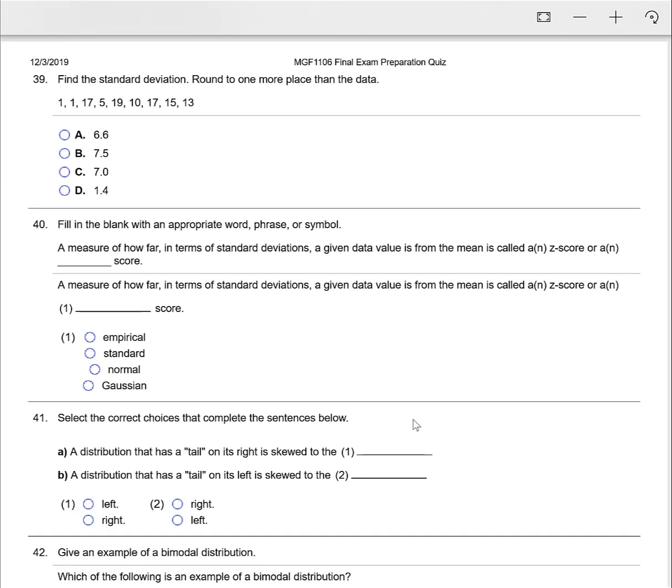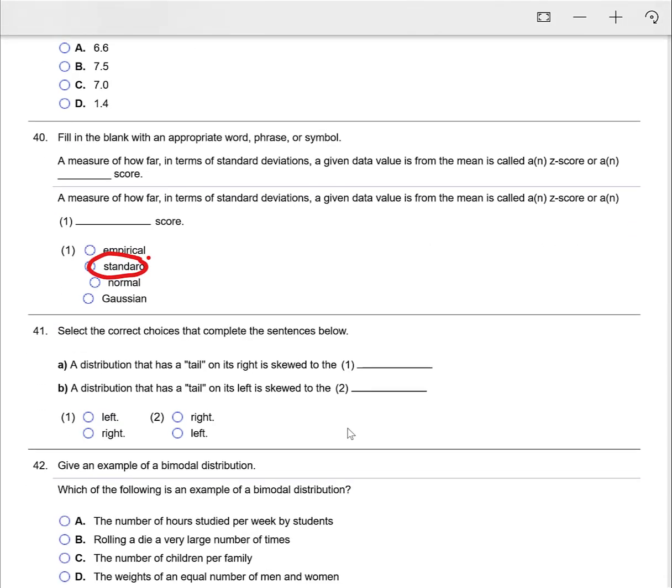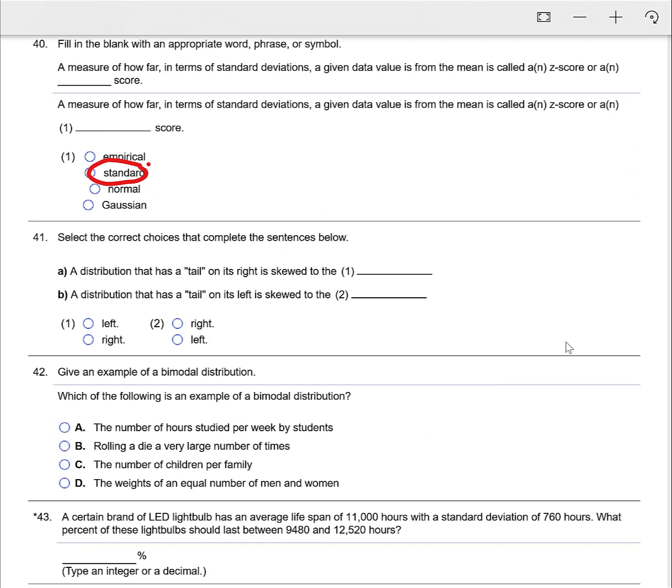A measure of how far, in terms of standard deviations, a given data value is from the mean is called a z-score, and the other name we use for that is a standard score. A distribution that has a tail on its right is said to be skewed to the right, and a distribution that has a tail on the left is said to be skewed to the left.